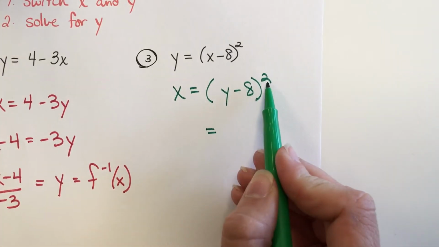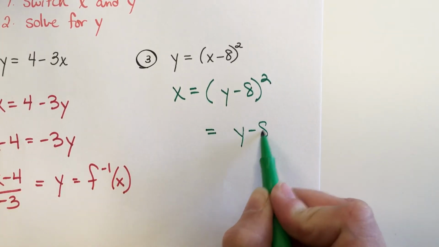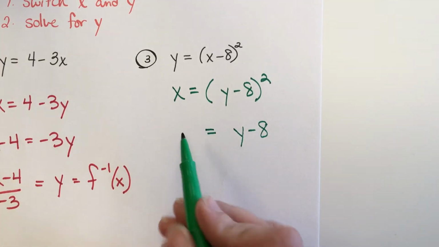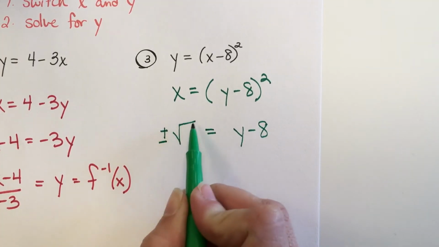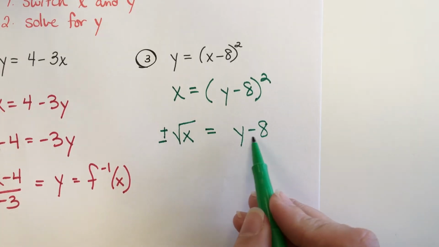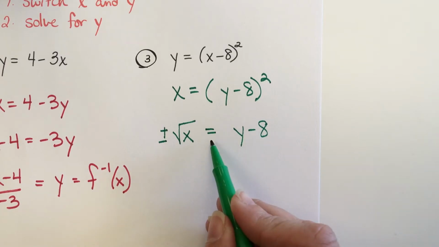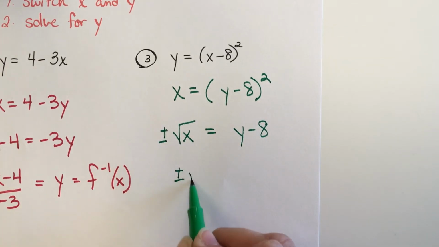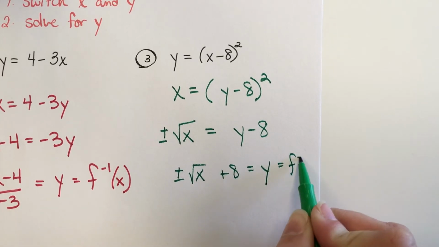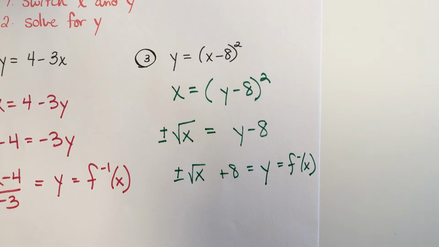Now, if you take the square root, remember, of something that's squared, those two things just undo each other, which means all I'm left with is just y minus 8, okay? Now, square root of this, so that would give me plus minus square root x. Remember, if you take the square root of both sides, you're always supposed to put plus minus, okay? And then last, to get y by itself, add your 8. So you'll have plus minus square root x plus 8 is equal to y. So this would be your inverse function for this example.